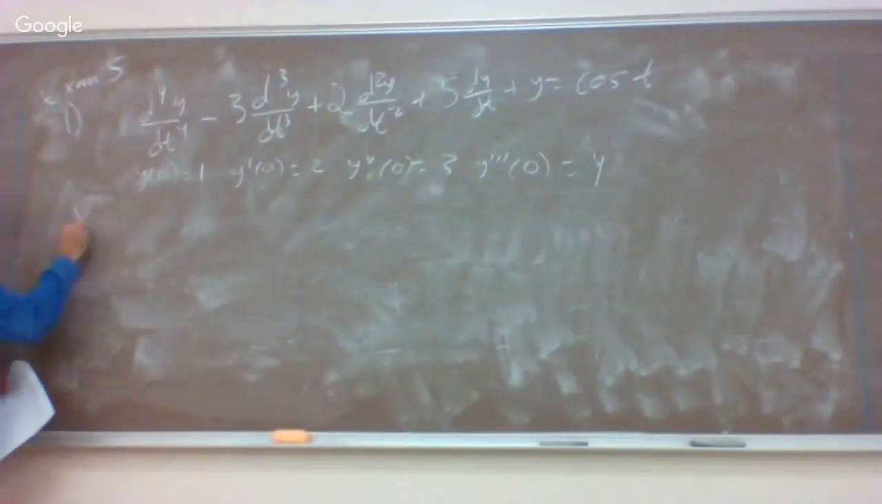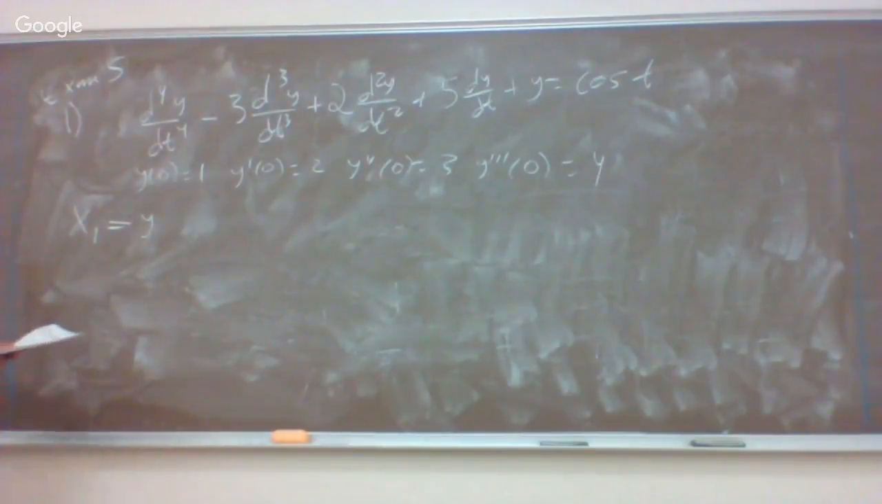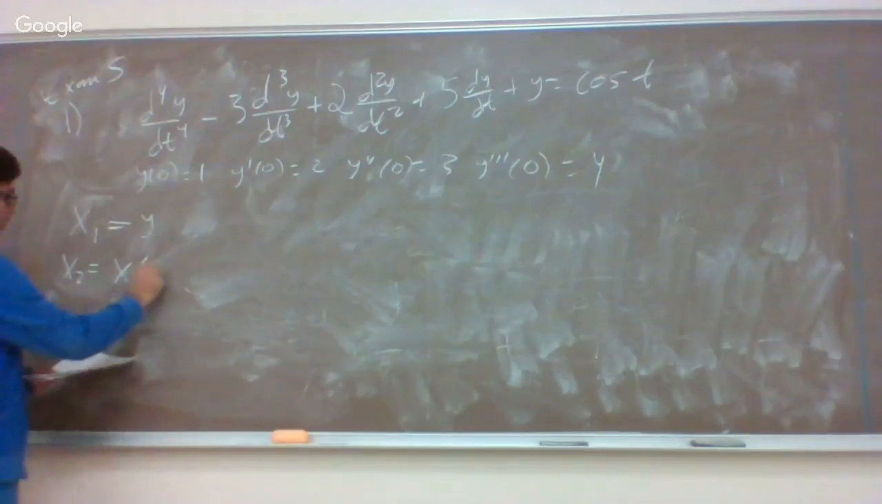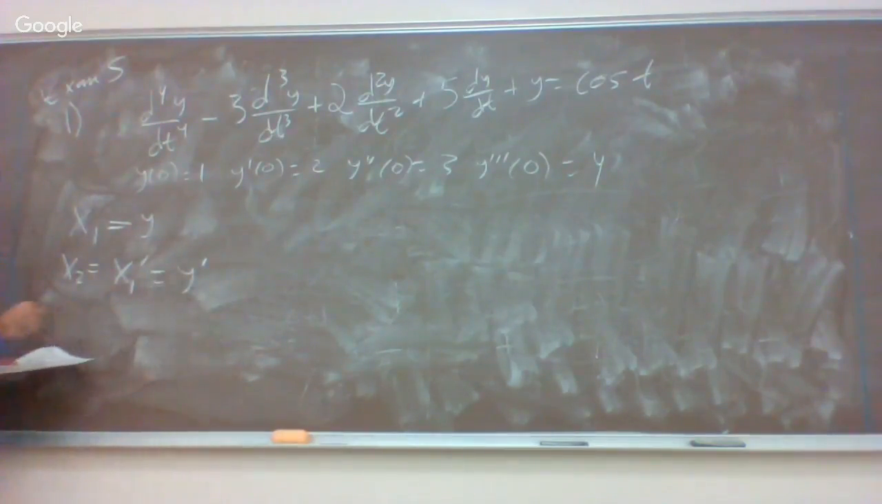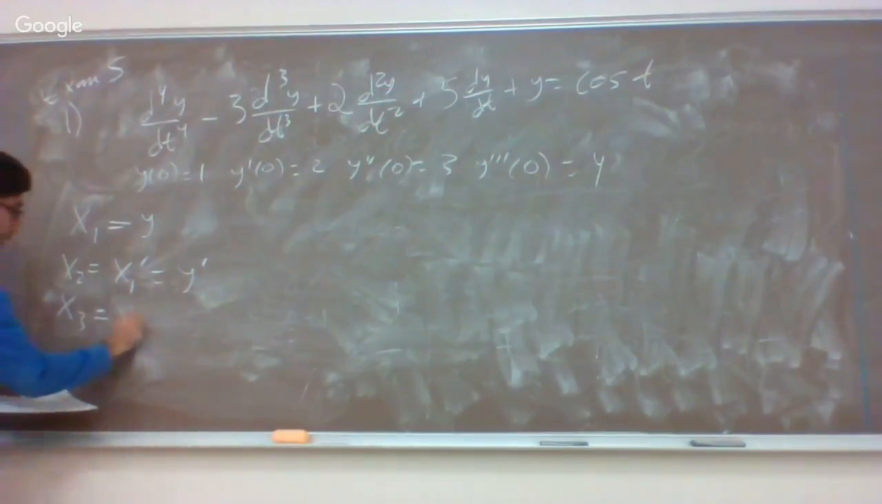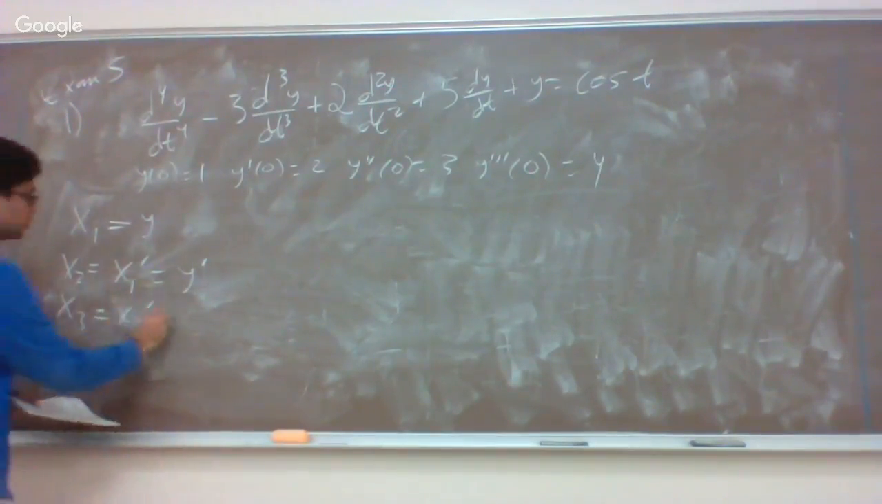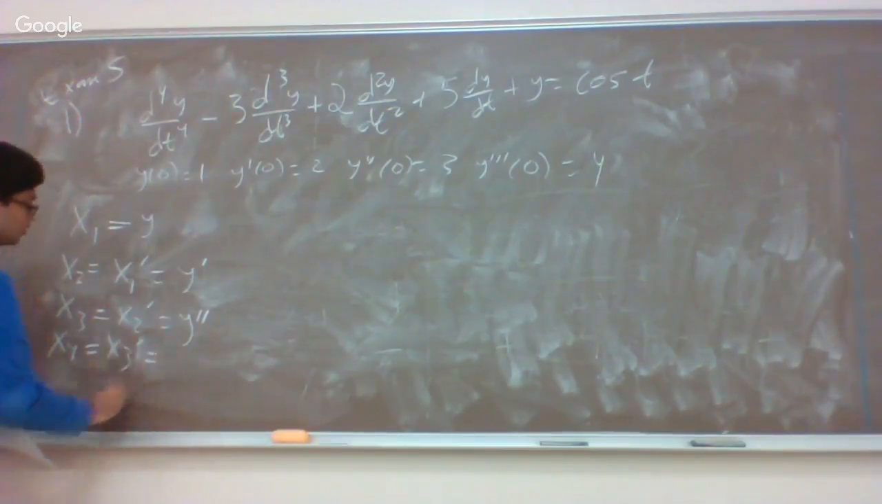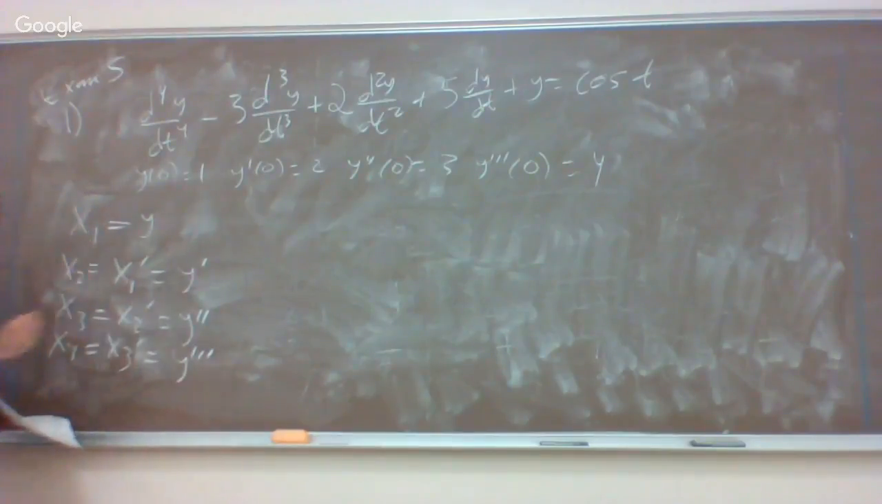So first, we always set x1 equal to y. Take the derivative of that, you get x2, which is equal to x1 prime, y prime. x3 is the derivative of x2, so that's x2 prime, which is equal to y double prime. x4 is equal to x3 prime, which is y triple prime.